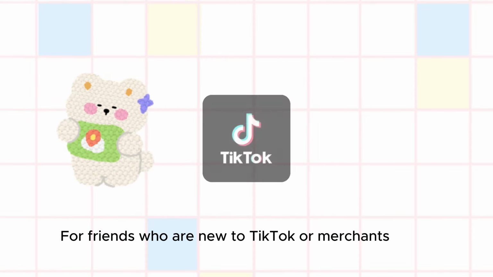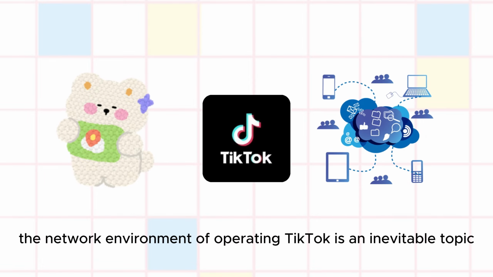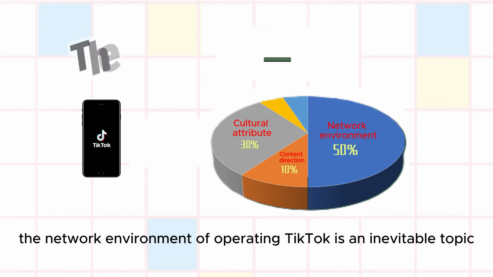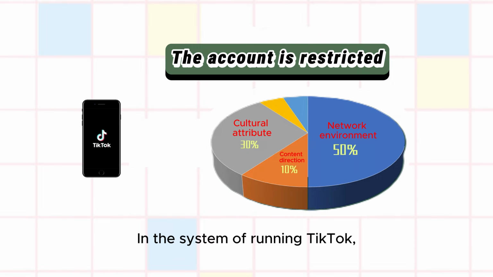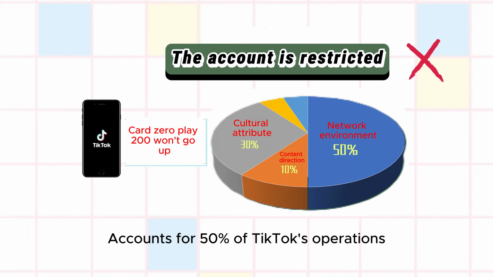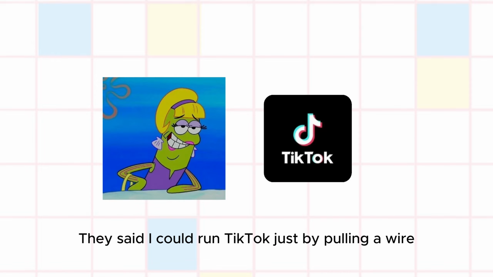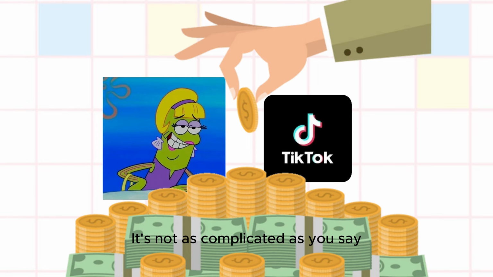For friends who are new to TikTok or merchants who are operating TikTok, the network environment of operating TikTok is an inevitable topic. In the system of running TikTok, I would like to make the online environment the first important option. It accounts for 50% of TikTok's operations. At this point, some people may not want to hear it. They said I could run TikTok just by pulling a wire. It's not as complicated as you say. TikTok's network is not the most important thing.